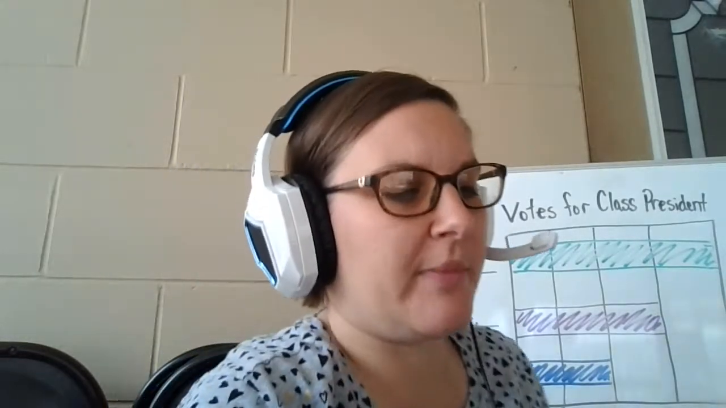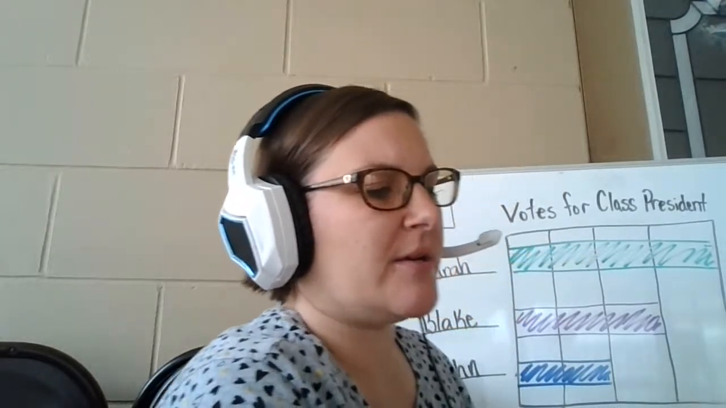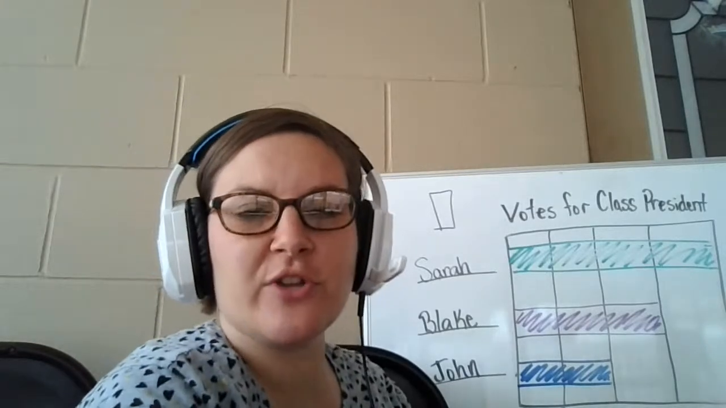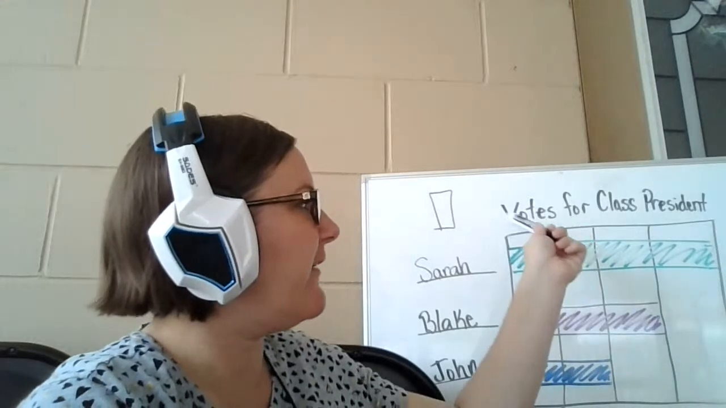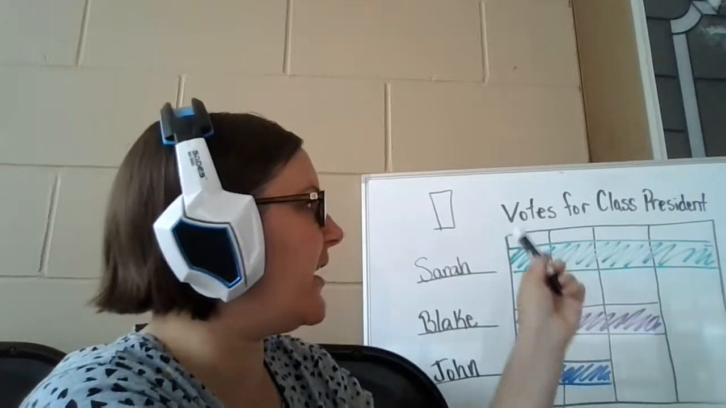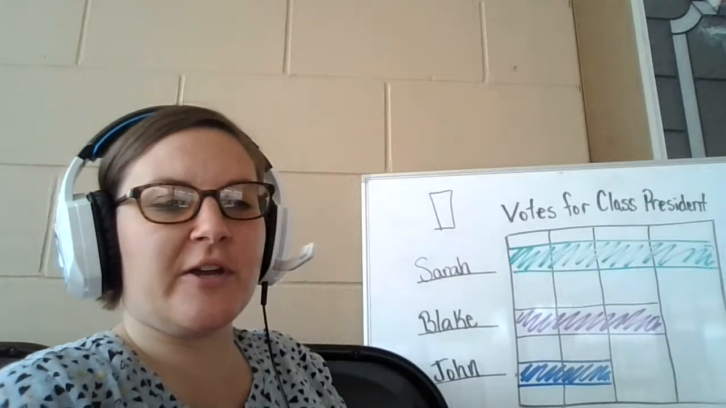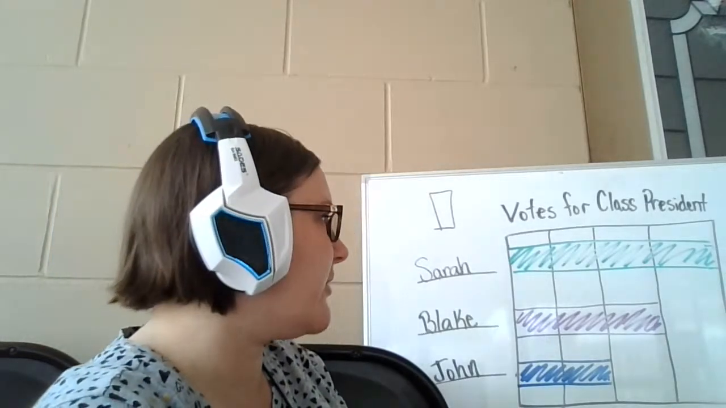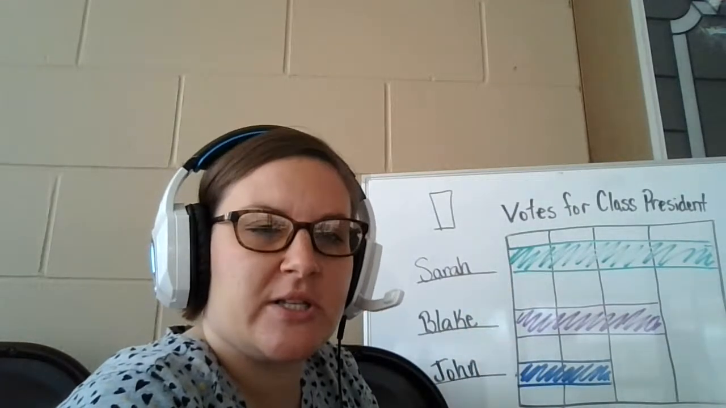When you make a bar graph, there's just a couple of things that you want to notice about this graph I made right here. I told you the other day, all graphs have something in common. They have a title. This bar graph has the title of votes for class president. Every graph has labels. The labels on this graph are the people that are running for president.